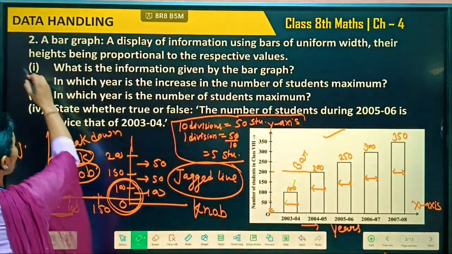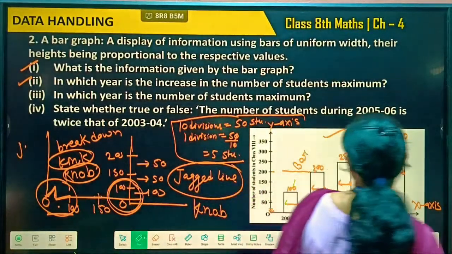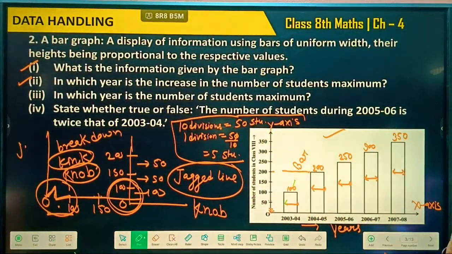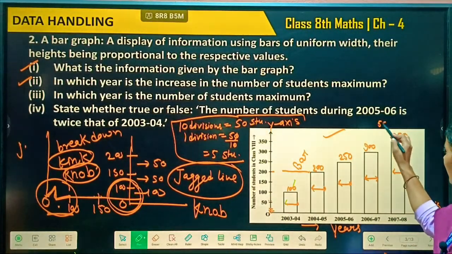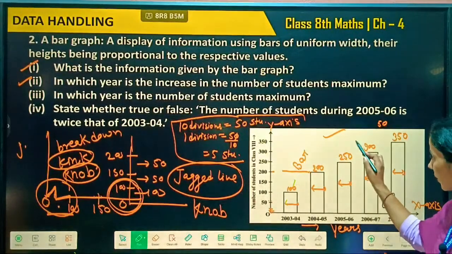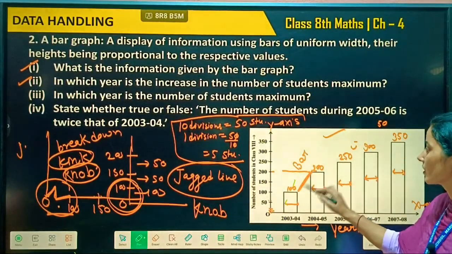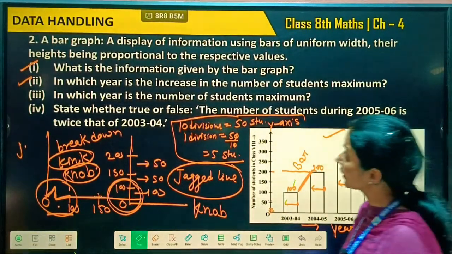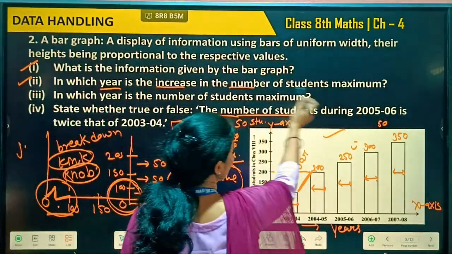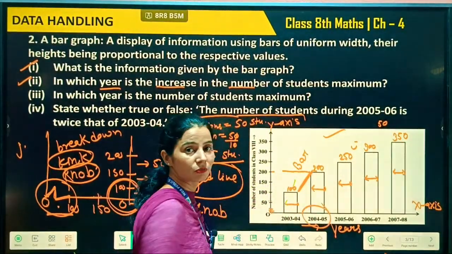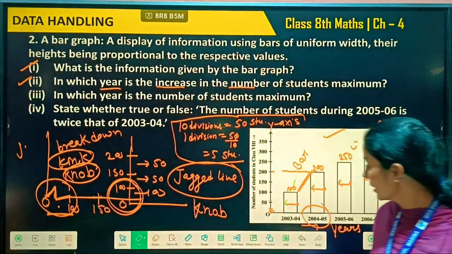Second is, in which year is the increase in the number of students maximum? See, there 300 to 350, only 50 difference is there, and 250 to 300, 50 difference is there, and there also 50, but 100 to 200. This was the maximum increase. So in which year is the increase in the number of students maximum? In 2004 and 2005, the number of students increased maximum.